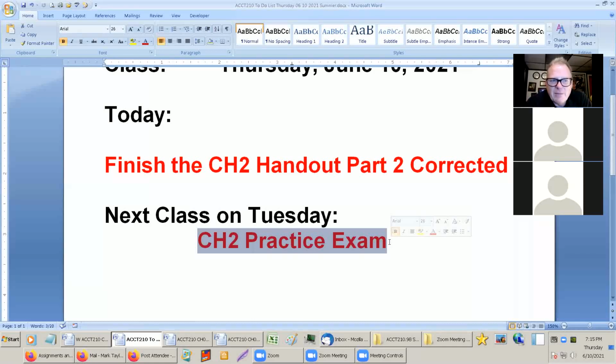We'll certainly do the practice exam, and I'll send out the exam for chapter 2 on Tuesday. It's basically going to be journal entries, and the more I think about it, I'll probably just cut it down to just journal entries instead of multiple choice questions. If we had more time, we'd spend more time doing it, but again, this is a very quick session. So next class we'll do the chapter 2 practice exam, and then I'll send out the exam.